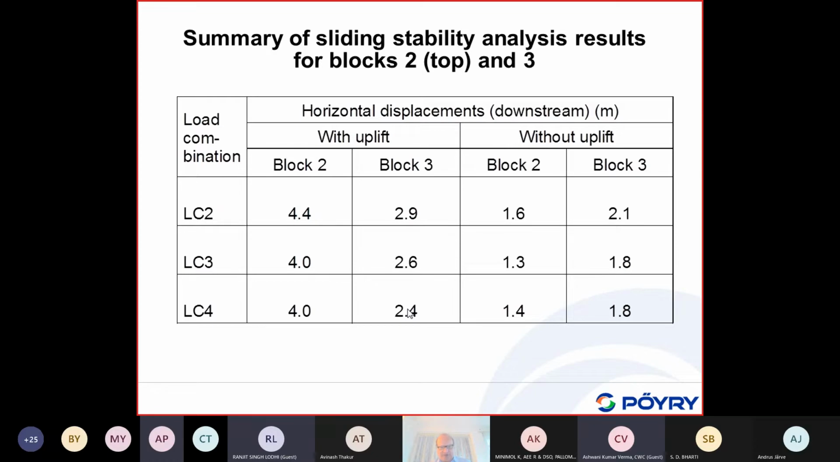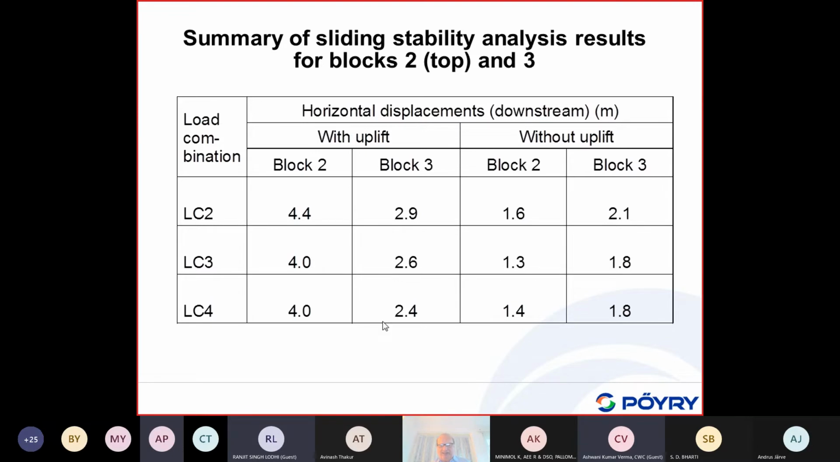And here the same, it is basically a 40% increase in the sliding displacement if we take into account the uplift pressures. And for block 2, we see the increase is here even larger. Suddenly for block 2, because we have a higher uplift pressure here, the movement becomes about 4 meters.